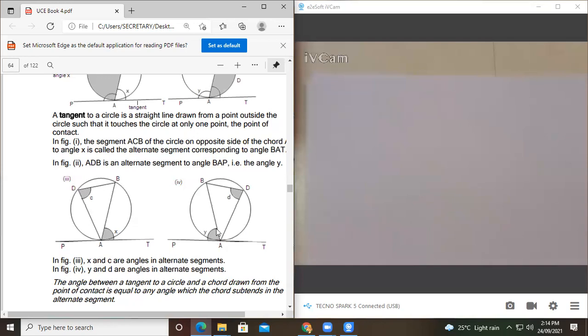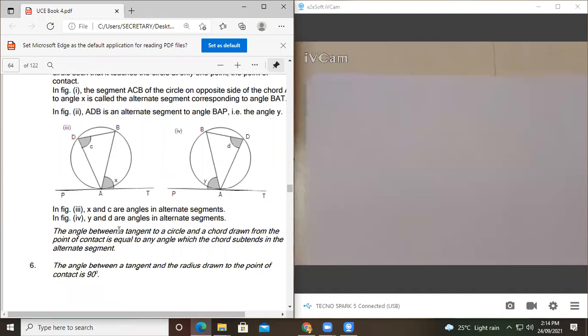So the angle Y in this segment is equal to the angle D, and you can see D is touching the arc in this other segment here. So it means that Y is equal to D, because D is the angle which is in the alternating segment. The same thing with this picture here. X is equal to C, because C is in the alternate segment of X. Okay, so those two angles are equal.